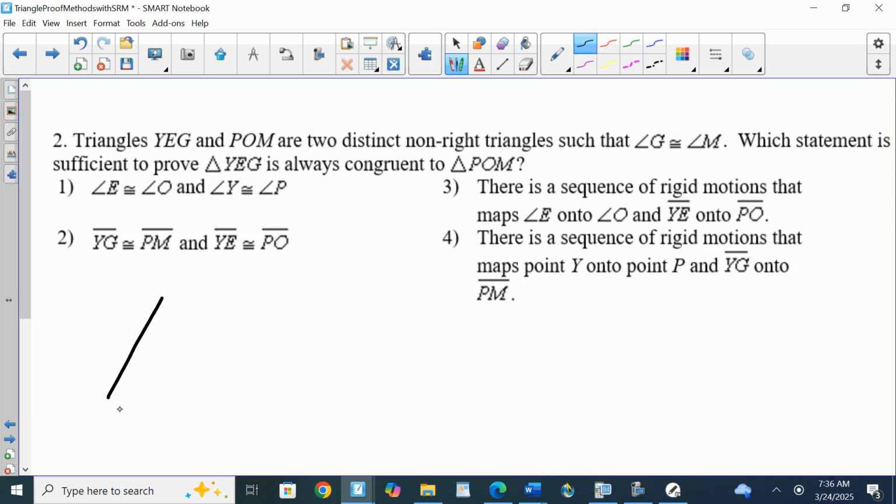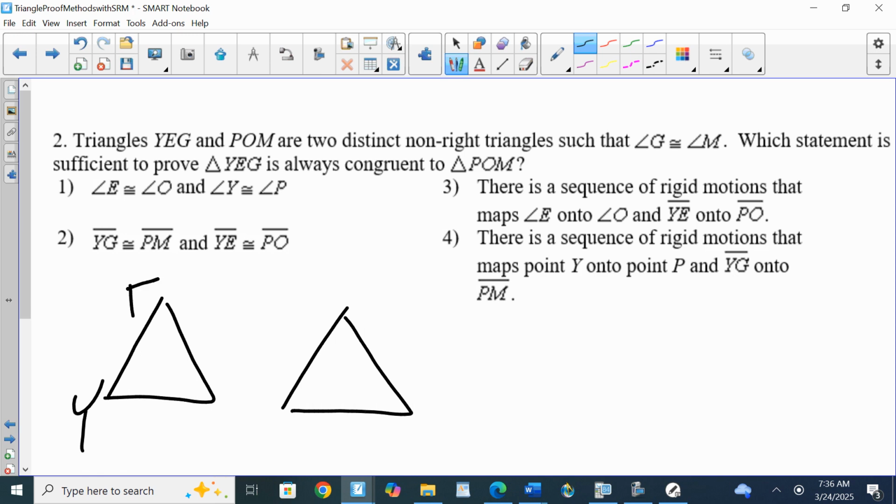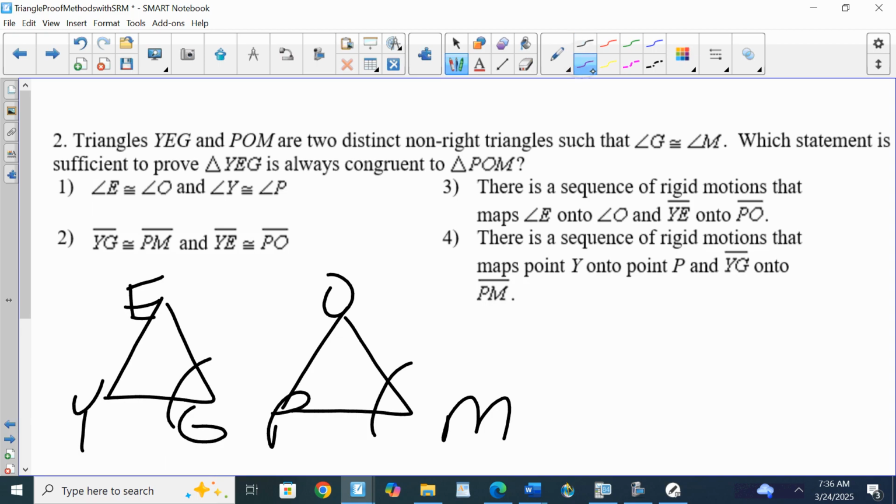I've got YEG and POM. It says that angle G is congruent to angle M, so that is set. It says which is sufficient to prove that they're congruent. So again, I need one of those 5 pictures. Angle E and angle O, angle Y and angle P. That's AAA. AAA does not work.